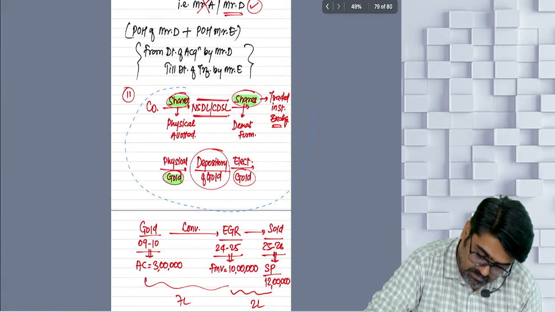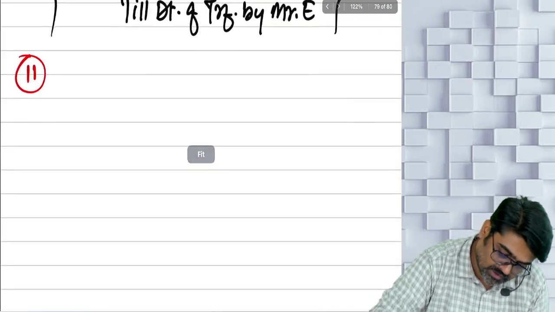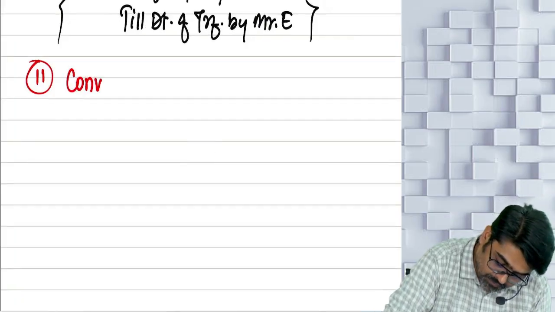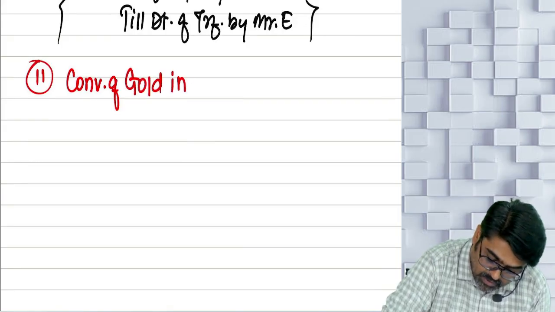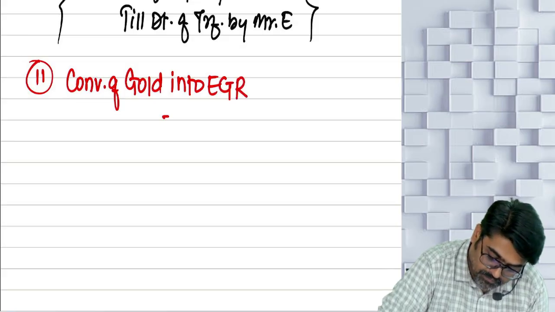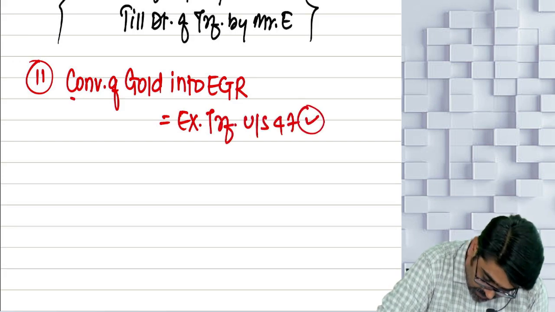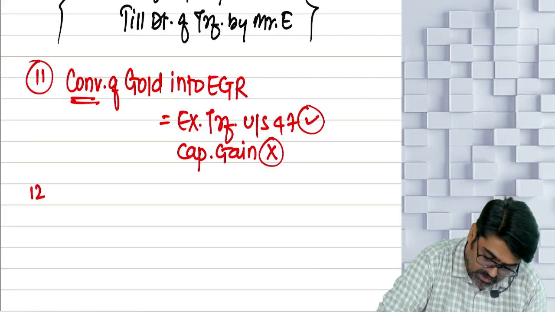Okay. Transaction number 11. Transaction number 11. What is this transaction? Come on, tell me. No. Conversion of gold into EGR. This is an exempt transfer under section 47. So on this conversion, no need to calculate any capital gain because capital gain will not be taxable.